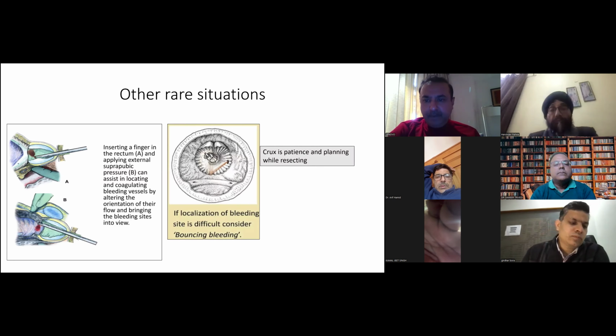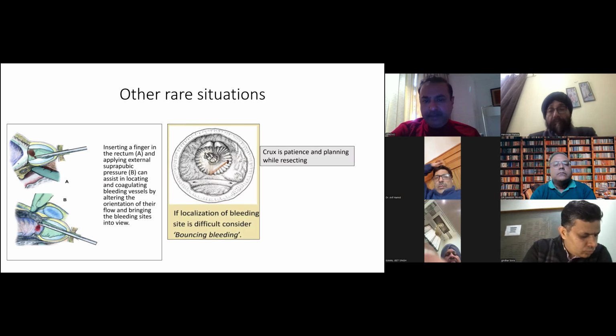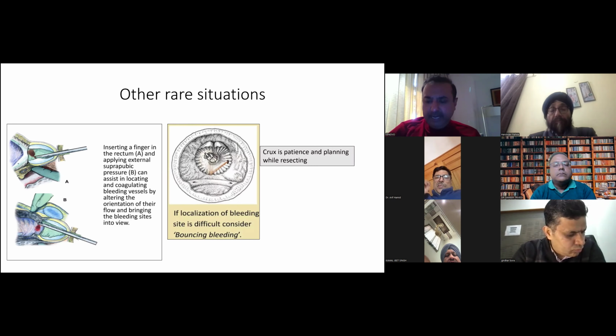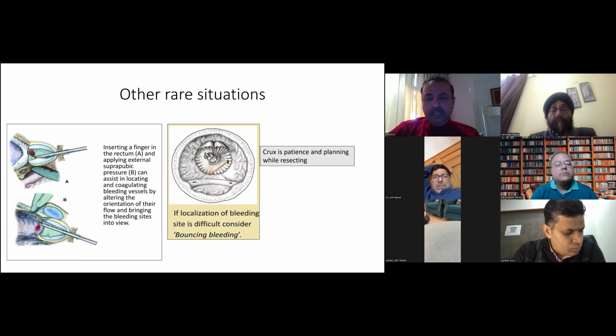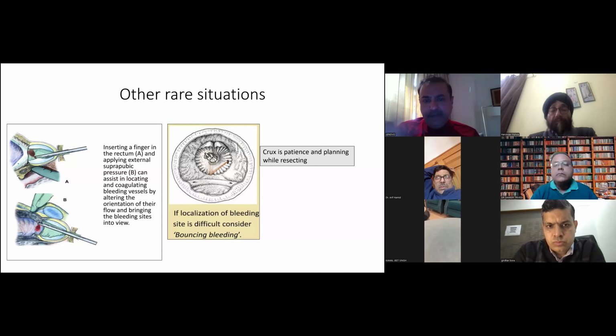Sometimes there may be a bouncing bleeding, also called ricochet bleeding. So you are looking somewhere and the bleeding is coming from somewhere else. So again, be meticulous and see every area, and you will be able to find the bleeder. The point here is to have patience and planning while resecting. You should not cut at one side, then the opposite side, then again come back to one side, right and left. You finish one side, attain hemostasis on that side, and go to the opposite side, then you won't be in trouble.